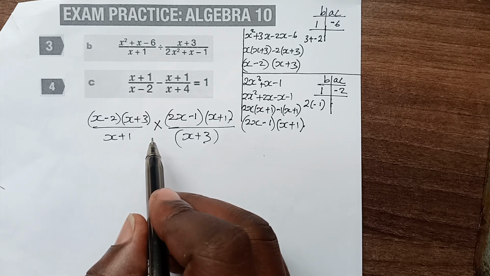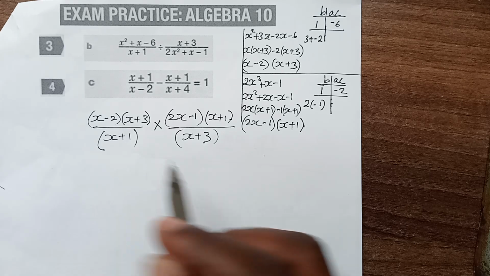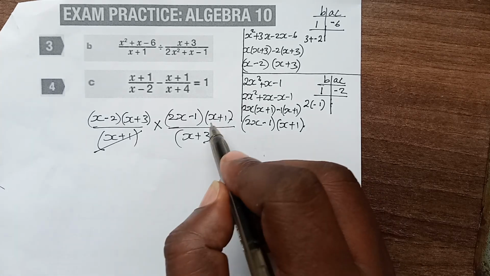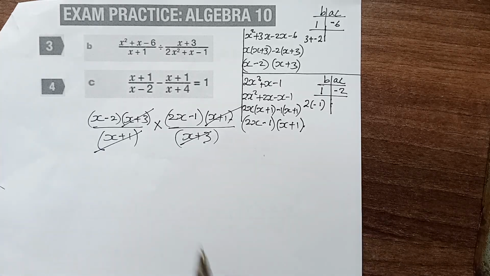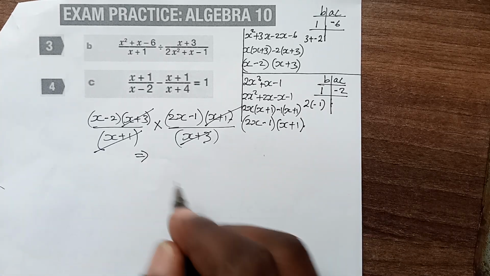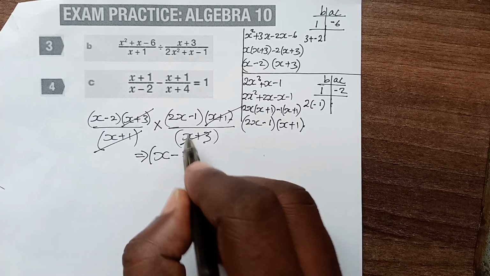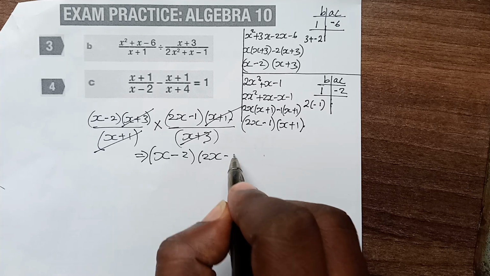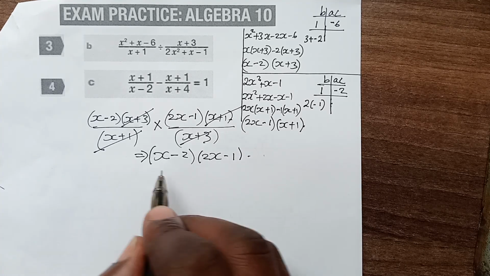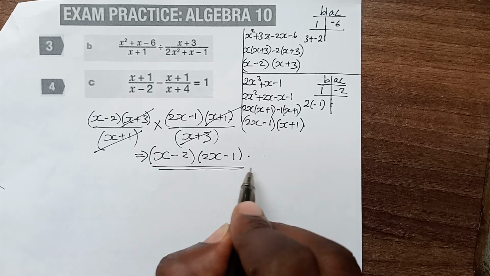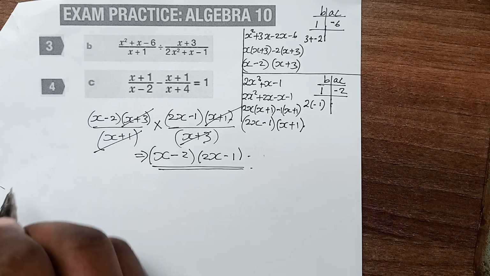And now that we have brought in multiplication, we have full permission to cancel out similar brackets. x plus 1 cancels out with x plus 1, and x plus 3 cancels out with x plus 3, and we have now the final answer, (x minus 2) multiplied by (2x minus 1), and that is just what we have for that particular part.